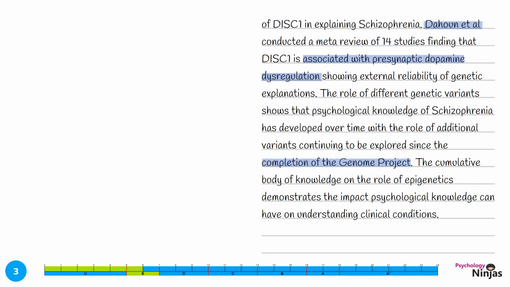The cumulative body of knowledge on the role of epigenetics demonstrates the impact psychological knowledge can have on understanding clinical conditions. Here we've identified the cumulative nature of psychological research, that studies build on previous research in order to give a more holistic and more complete picture.